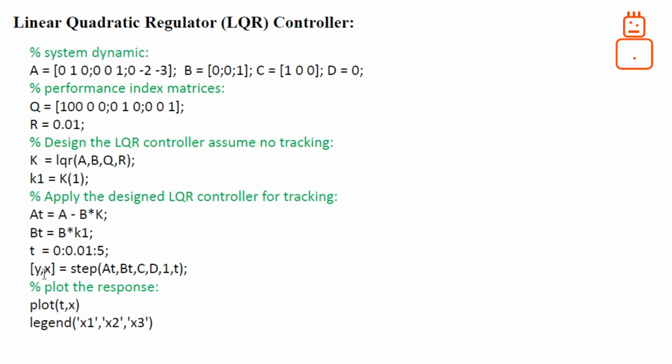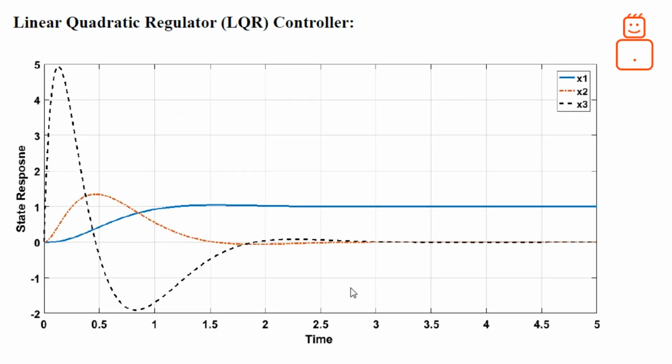So we have Y, we have the result X and T here. The T is defined previously, X is computed from the step, and boom, we have the result here. If you look at the result, the first state is enforced to track the reference, which is 1 here. However, the last two states, X2 and X3, are enforced to regulate to 0 after about 3 seconds. This is exactly what was required by the example.